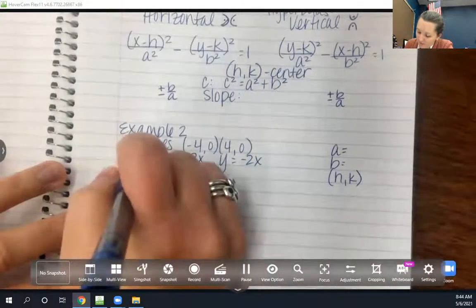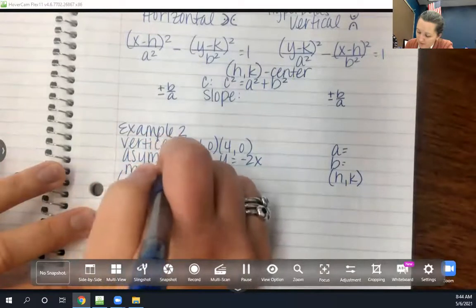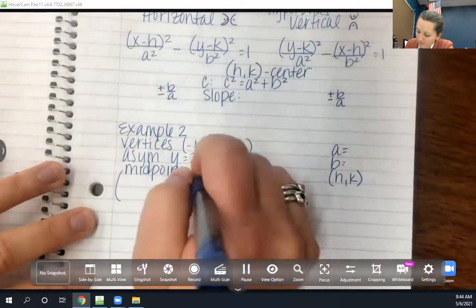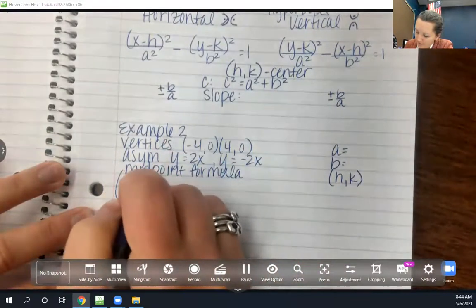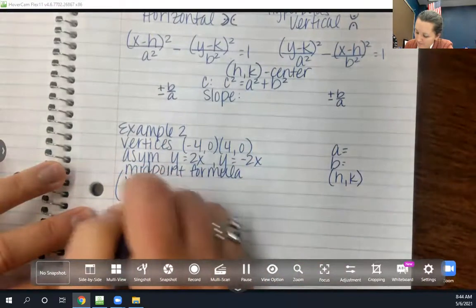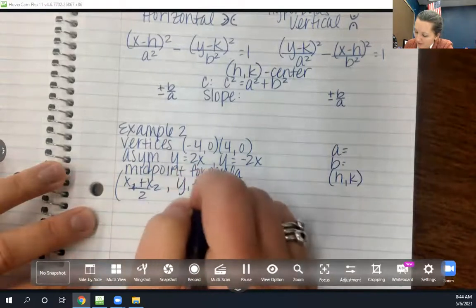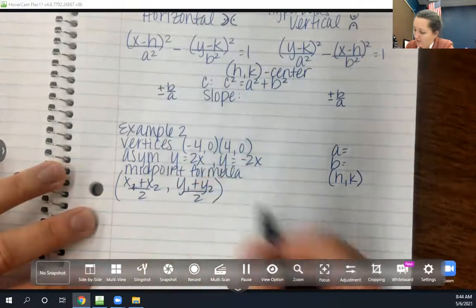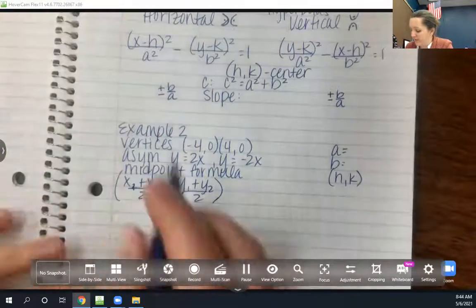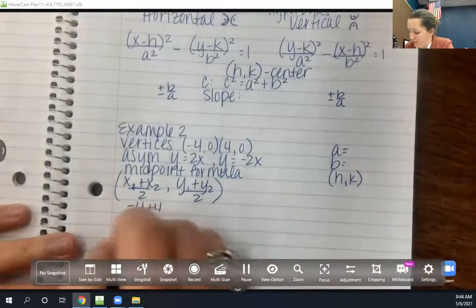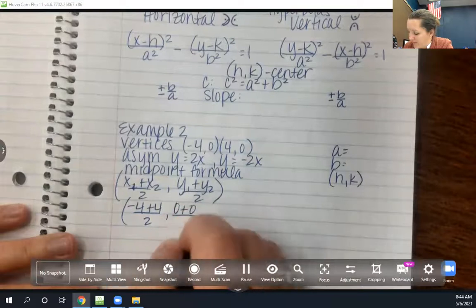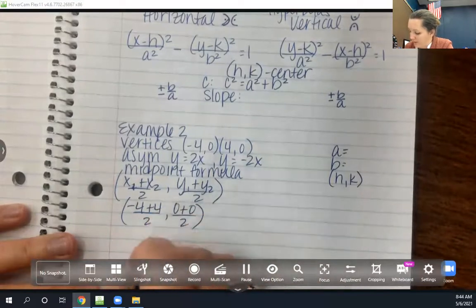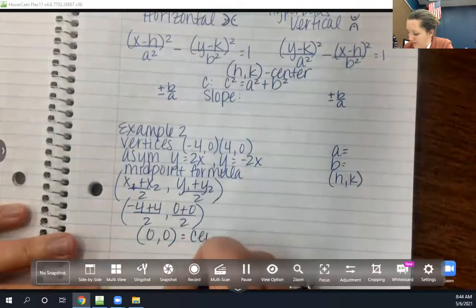So think back to what we have been doing to find our center before. We're going to use the midpoint formula, right? So average in your x's, average in your y's. So let's take our vertices, -4 plus 4 divided by 2, and 0 plus 0, this is looking pretty good. Looks like our center is going to be 0, 0. So that's our center.